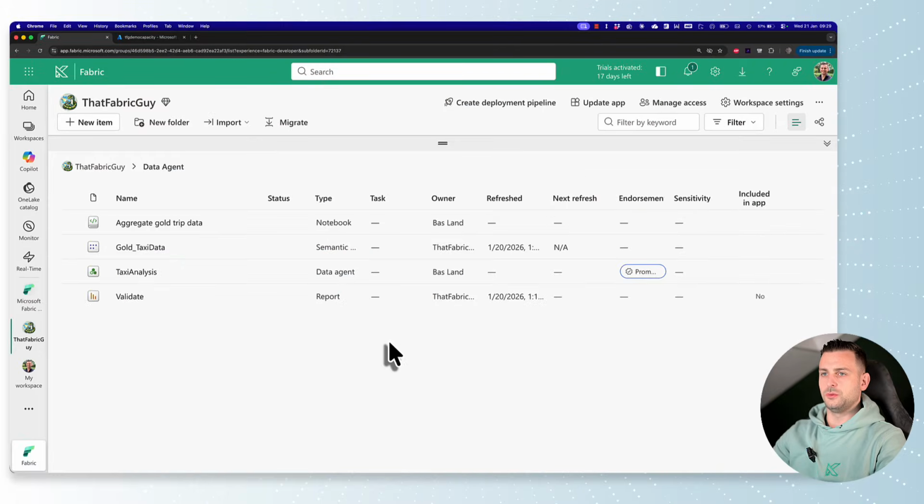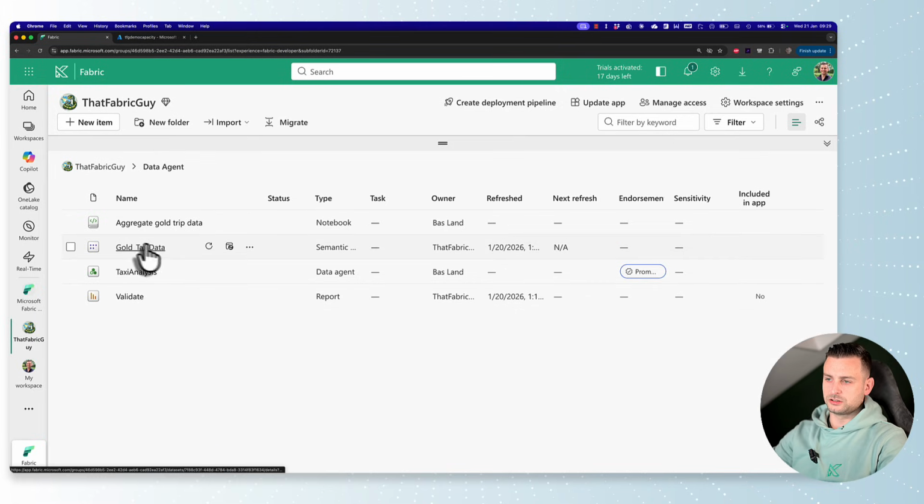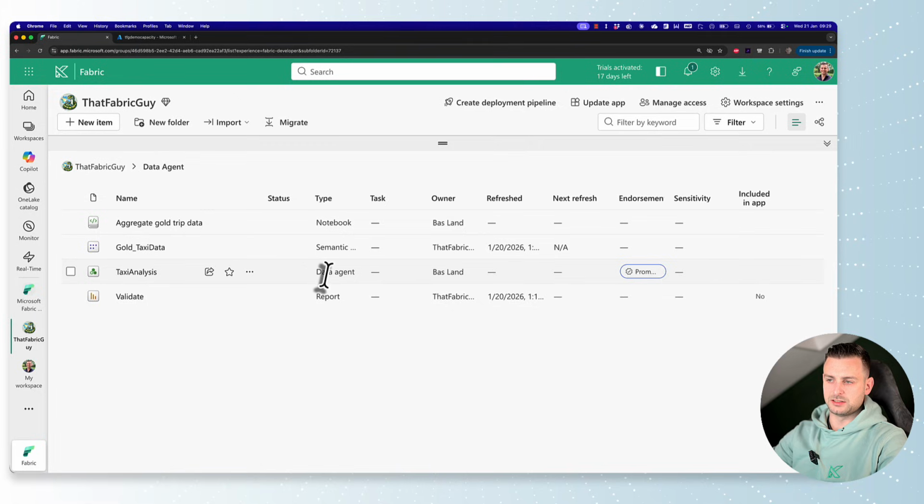On the screen here, we see a workspace, and in the workspace, I've created a folder for data agents. Now, forget about the notebook. That was just in preparation. Forget about the validation report, also just for preparation. But we are going to focus on our Gold taxi data semantic model and our taxi analysis data agent.